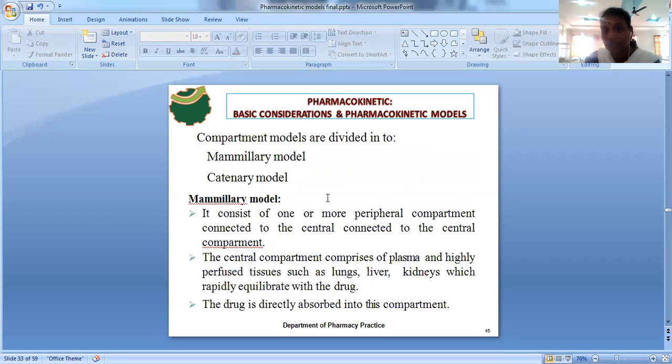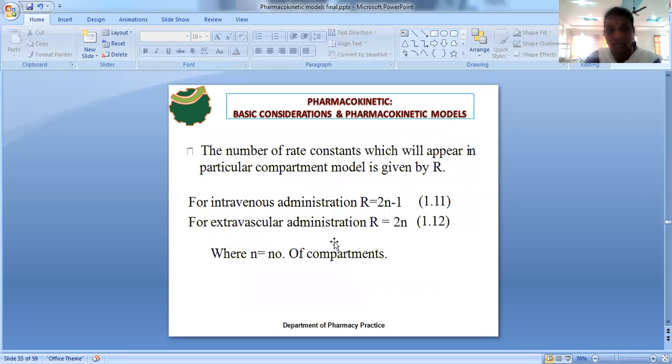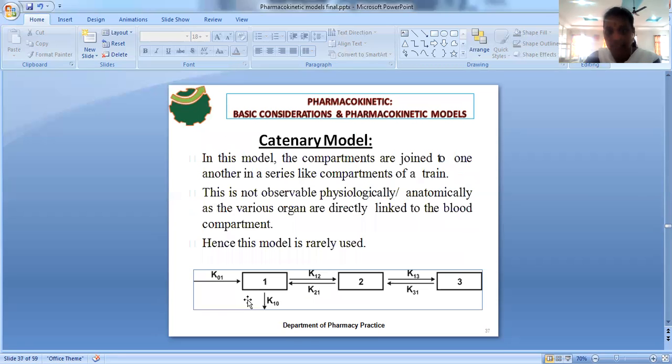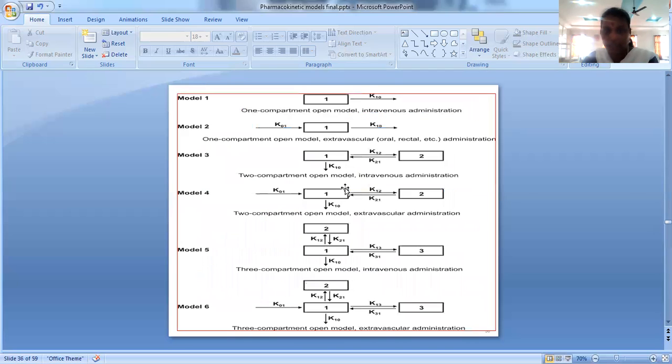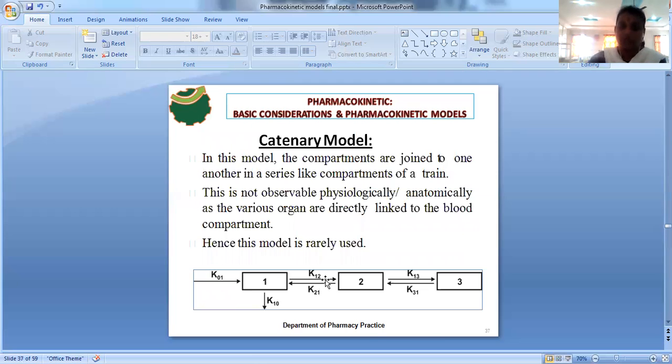Depending upon the arrangement, if all the compartments are arranged in a parallel manner, like planets connected to a satellite, that compartment model is said to be the mammillary model. If the compartments are arranged in series, joined to each other like a train of compartments, that is said to be the catenary model. These are the different models: one compartment IV bolus, one compartment extravascular, two compartment intravenous, two compartment extravascular, and three compartment. All these you discussed in the last class.